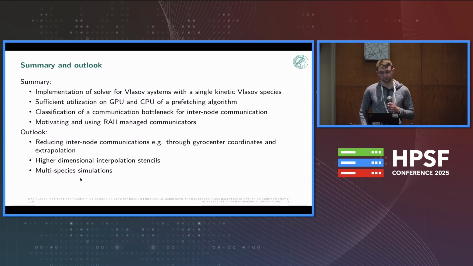The outlook would then be reducing internode communication through, for example, exploiting that in a different coordinate system, particles move slower, so we might need to communicate less and do some extrapolation and a few more interpolation steps in between. Higher dimensional interpolation stencils would be interesting for the Vlasov equation, so that we don't do 1D interpolation but higher dimensional, and multi-species simulation. And with this, thanks. And thank you.